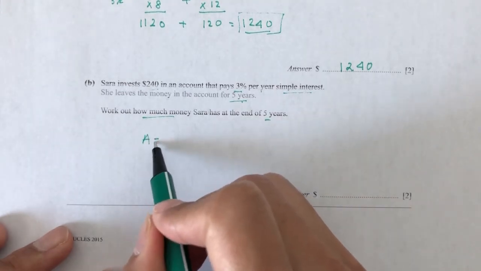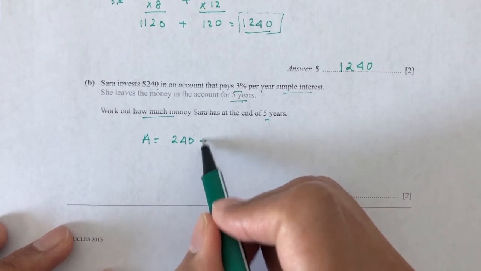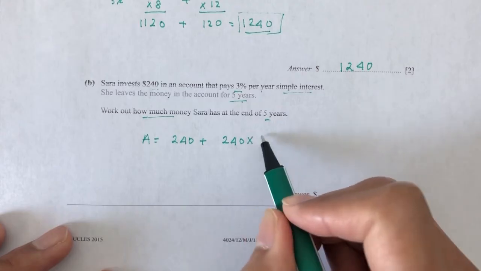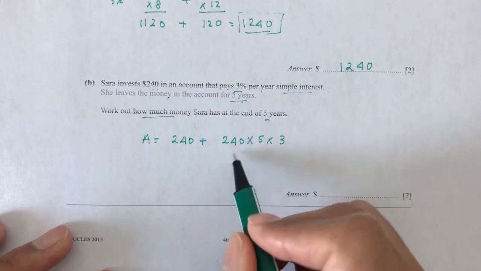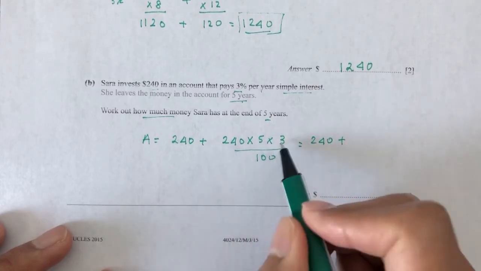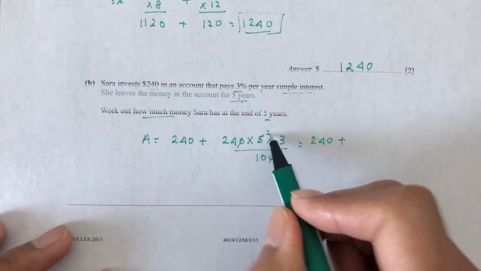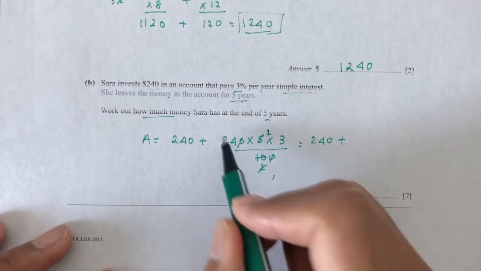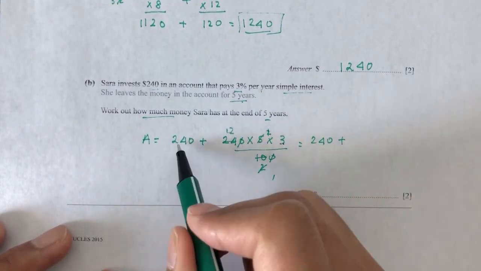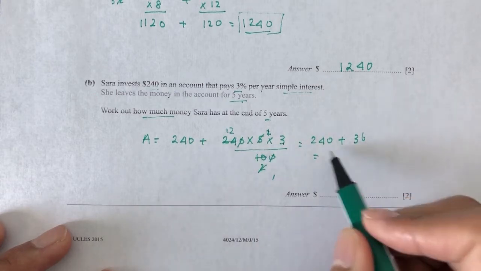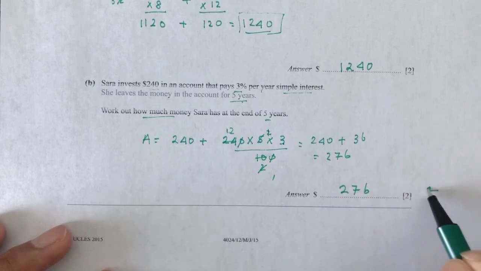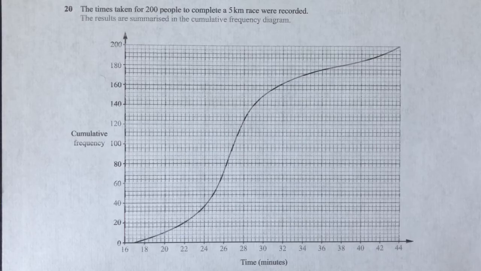So the amount of money will be 240 plus the interest earned, which is 240 times 5 years times 3%. Let's simplify this. It will be 12, so 12 times 3 will be 36. So 240 plus 36 will be what? 276. So your answer for part B will be $276 for the amount she will have at the end of 5 years.